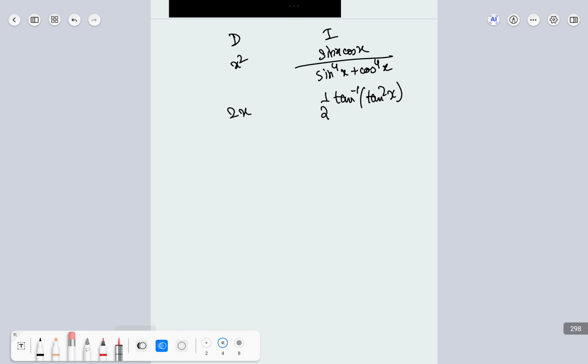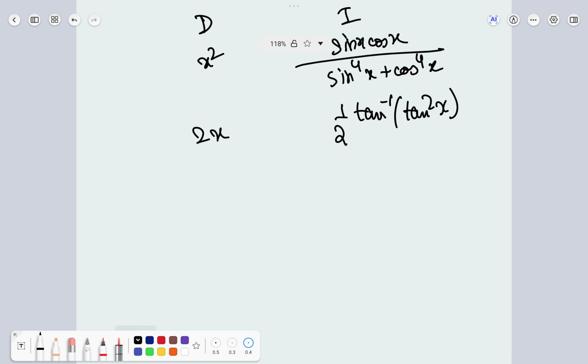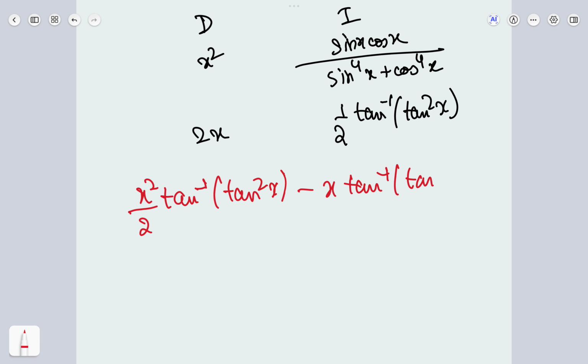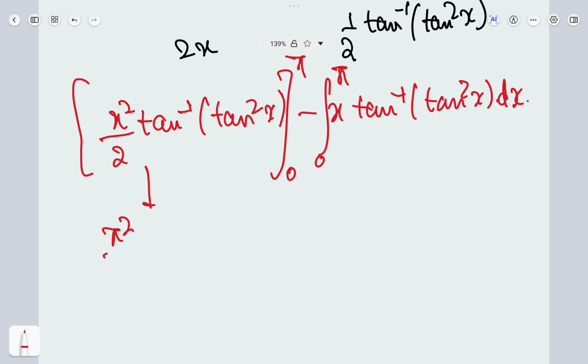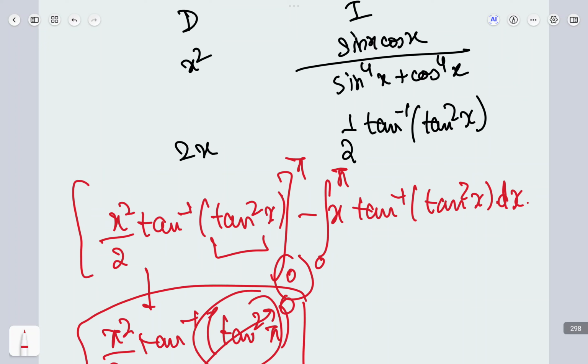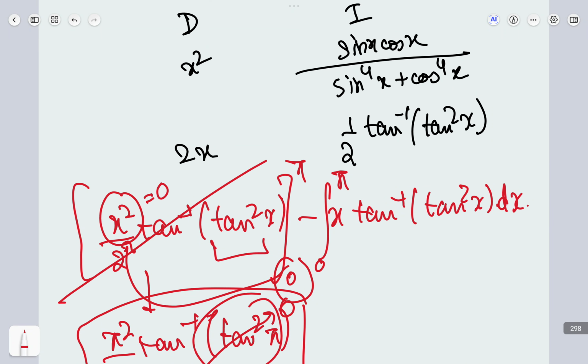So I just applied by parts, and I would get the answer x squared by 2 tan inverse tan square x minus the integral of x tan inverse tan square x. So applying limits, and this would be the integral from the by parts. This would give me pi square by 2 tan inverse of tan square of pi. This is 0, so this whole term would be 0, and on putting 0 you would have x squared to be 0, so this whole term is 0.